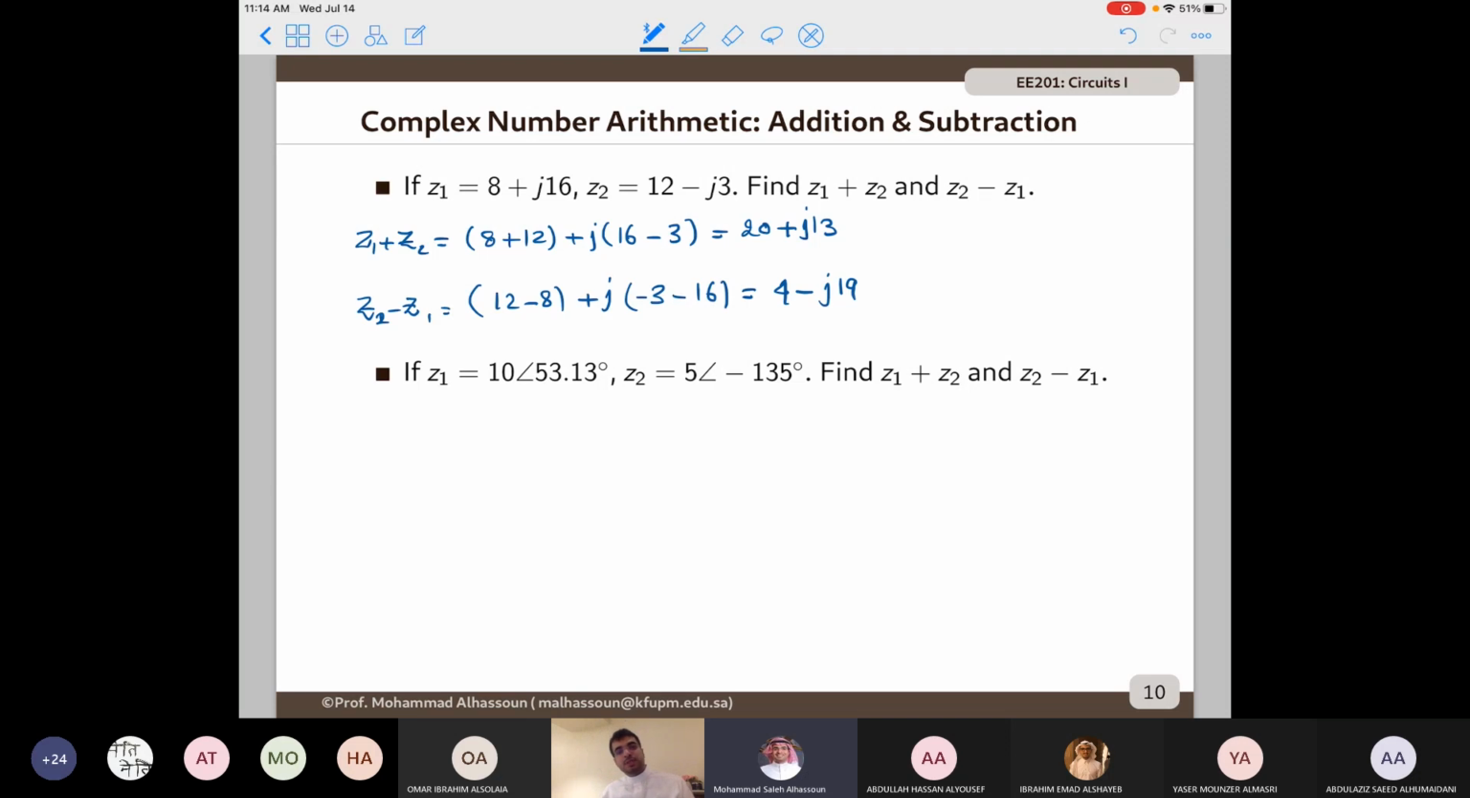Okay, this seems straightforward. But the other one is rather complicated. Not that much, but it's not as straightforward as the previous one. So we need to add and subtract complex numbers, but in this case, these complex numbers are represented in the polar form. What should we do, Mohammed? We should first find the real and the imaginary part. Yes, and then do the addition and subtraction.